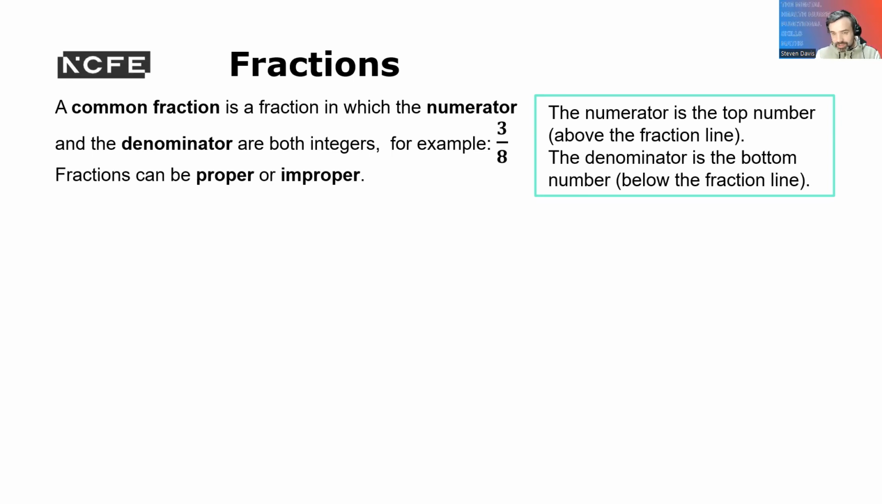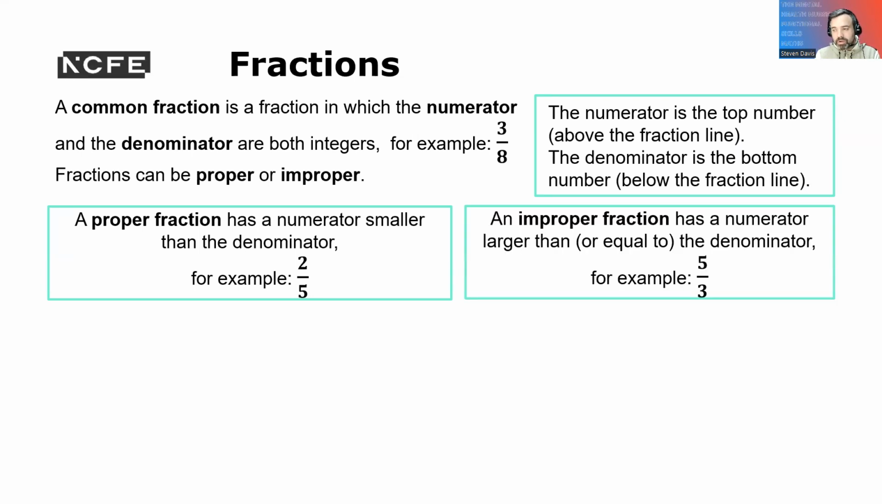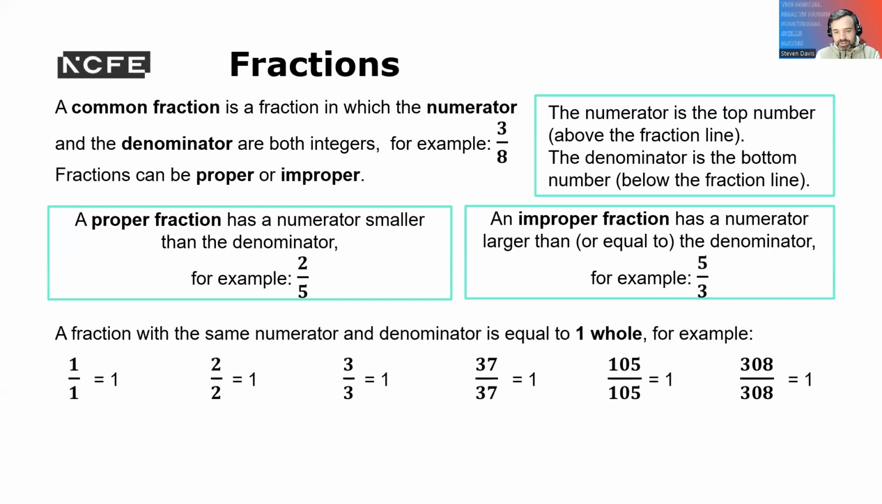Fractions can be proper and improper. A proper fraction has a numerator smaller than the denominator, for example, 2/5, whereas an improper fraction has a numerator larger than or equal to the denominator, for example, 3/8. Fractions with the same number in the numerator and denominator are all equal to 1, with the examples below. We've already covered this in the last session.